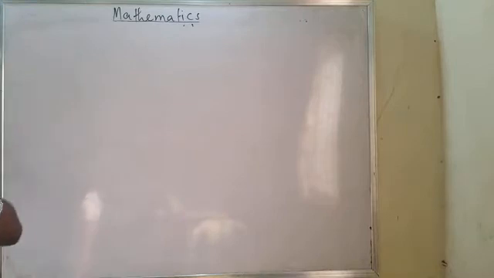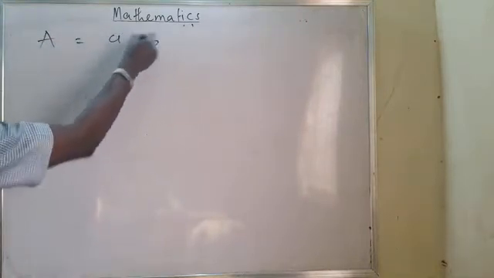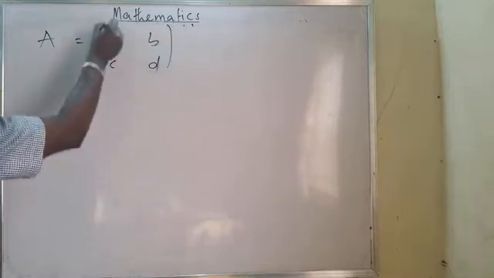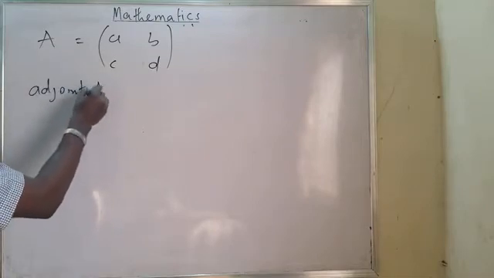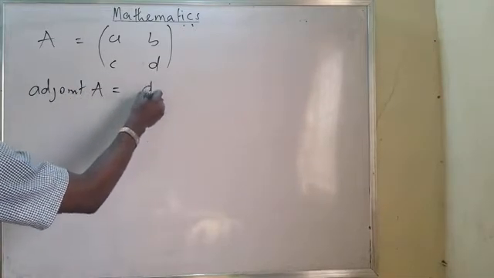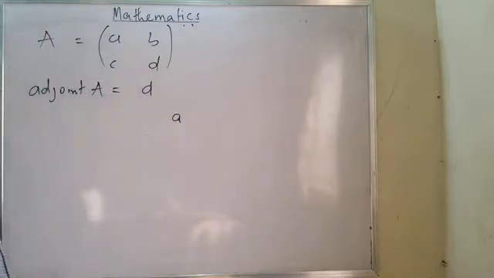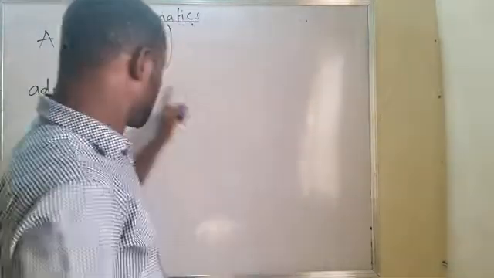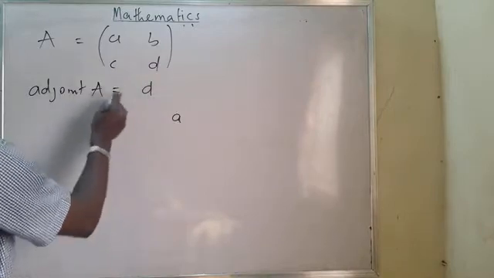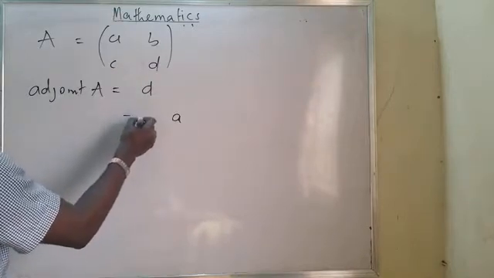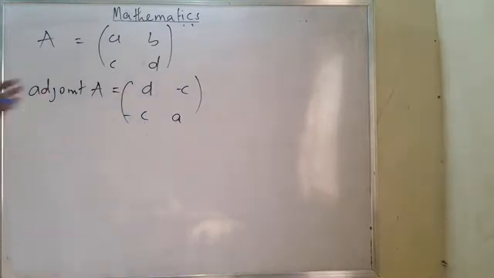Now, for instance, if I have A equals to A, B, C, D. Now, the adjoint of A will be equals to D, minus B, minus C, A. I will change the position of the principal diagonal, which I will rotate: this one will go up and this one will come down. Now, I will attach minus to the other side. It means this is the adjoint of a matrix.